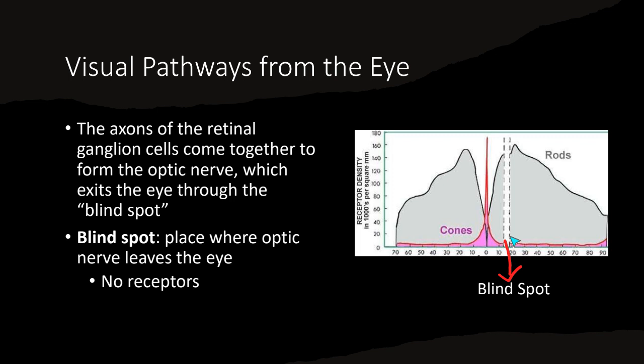But what this means is that the photoreceptors are pushed to the side where the axons of the ganglion cells leave the retina, leave the eye. The optic nerve pushes the photoreceptors out of the way, and this creates a blind spot.